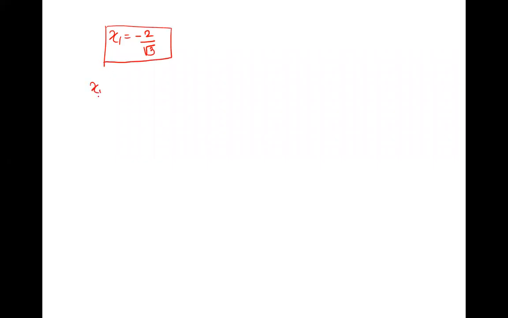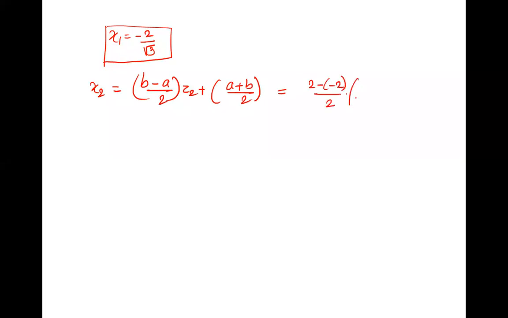Also we need x2. What is the formula for x2? Minus a divided by 2 into z2. Correct. Plus b by 2. Correct. So solve this, you will get x2 also. So b is 2 minus minus 2 by 2 into z2. What is z2? 1 by root 3. Plus minus 2 plus 2 by 2. Minus 2 plus 2, this is 0. So 2 by 2, 4 by 2, 2 into 1 by root 3, 2 by root 3, and this is 0. So x2 is 2 by root 3.